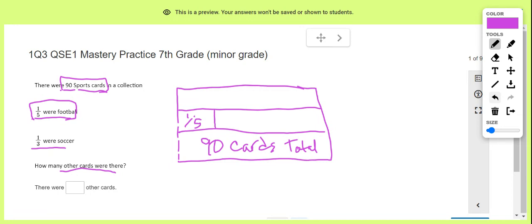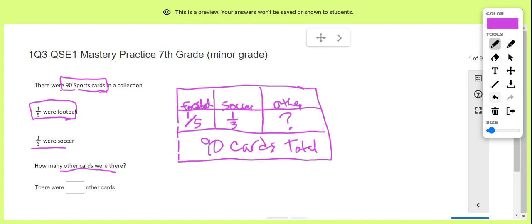And 1 out of 5 is kind of a small amount. And then we have 1/3 were soccer. 1/3, 1 out of 3 would be like 33 hundredths, 33 out of 100. That's a little bit bigger amount. And then the question mark. How many other cards are there? Okay, so this is football, soccer, and other. So we're just identifying what is in the problem.